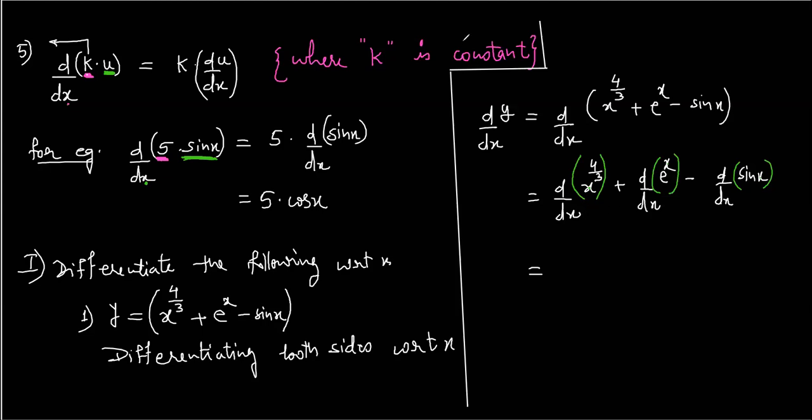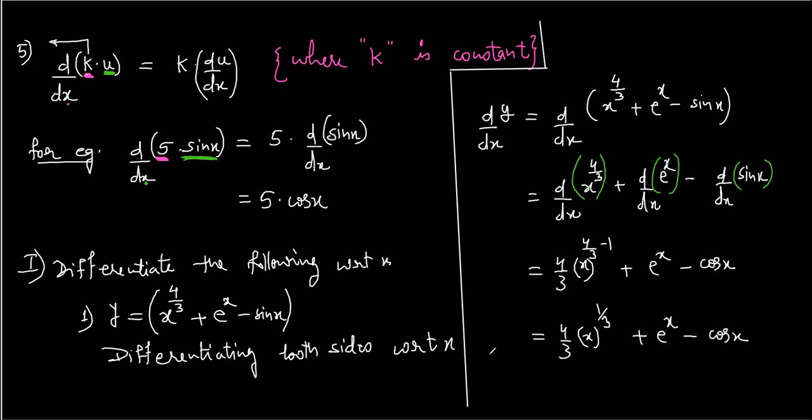Now, having done this, I will apply the result. This is x raised to n. It is 4 by 3, x raised to 4 by 3 minus 1. d by dx of x raised to n is n x raised to n minus 1, plus e raised to x minus cos of x. So here I have 4 by 3 and x raised to this. So x raised to 1 by 3, since 4 by 3 minus 1 is 1 by 3, plus e raised to x minus cos x. This is dy by dx or d by dx of y. This is how you differentiate. Okay.